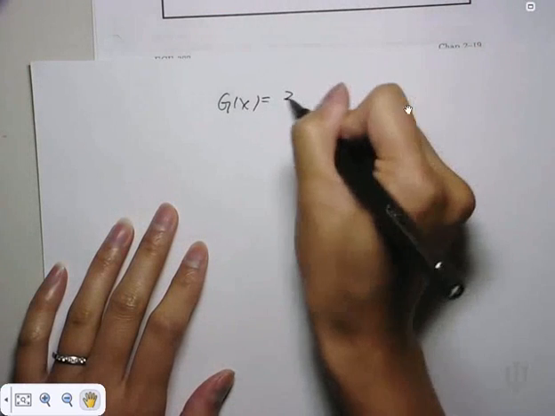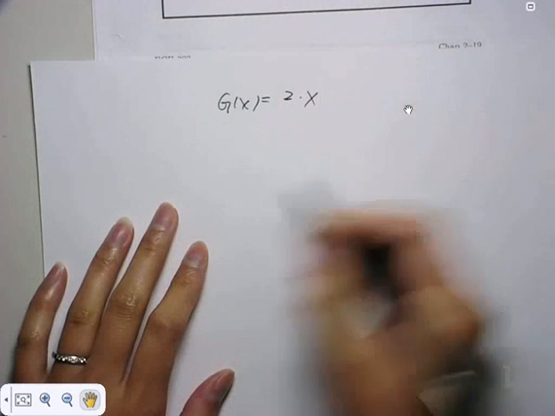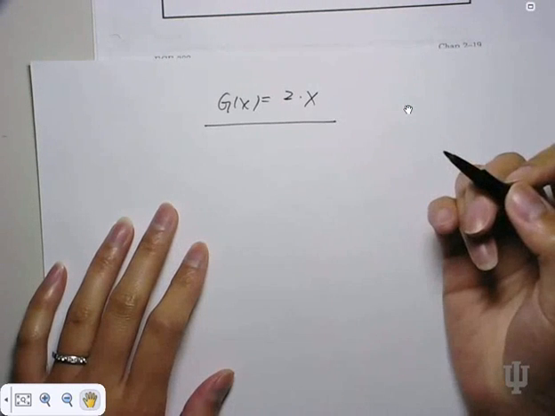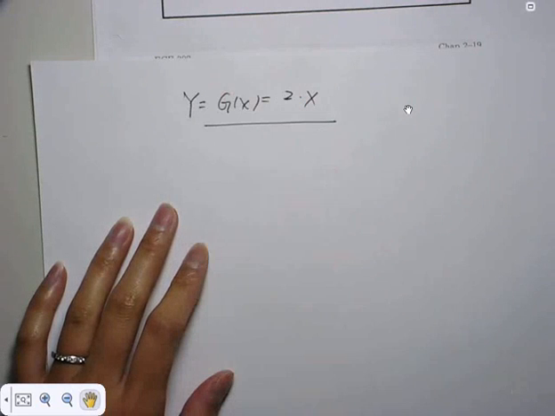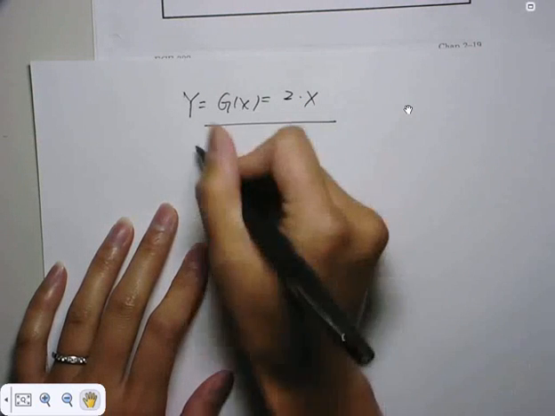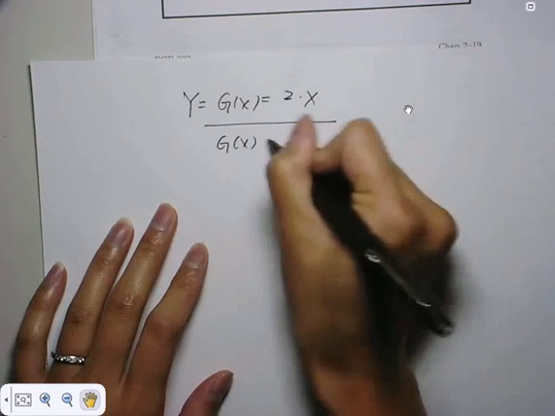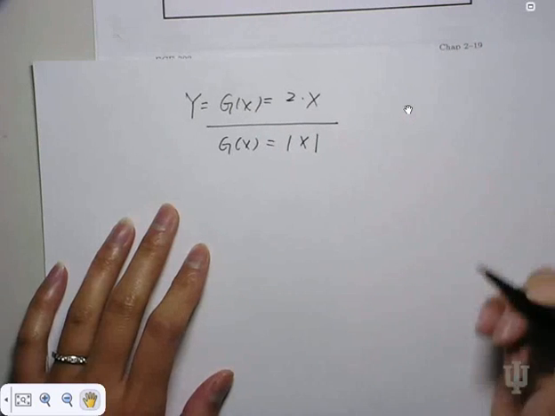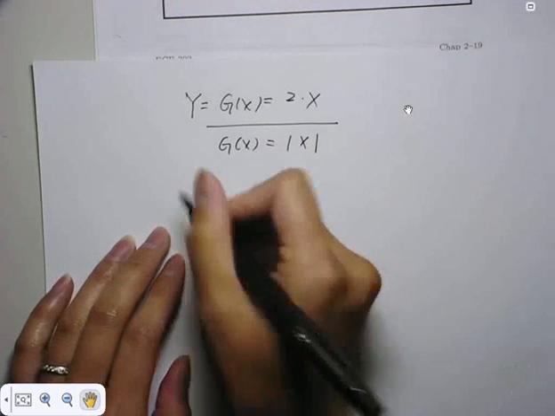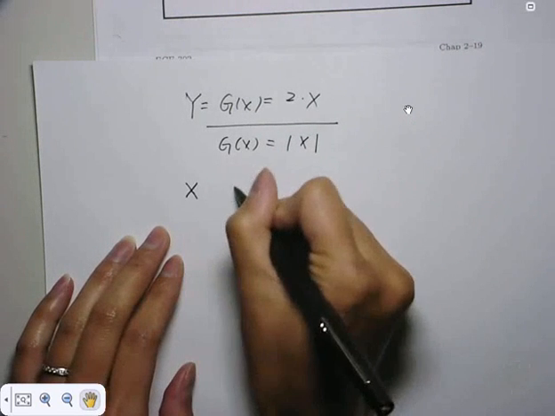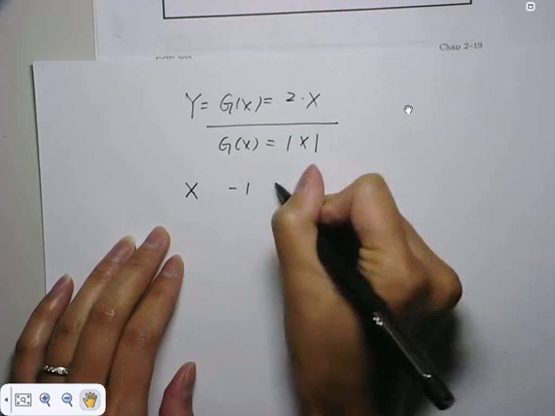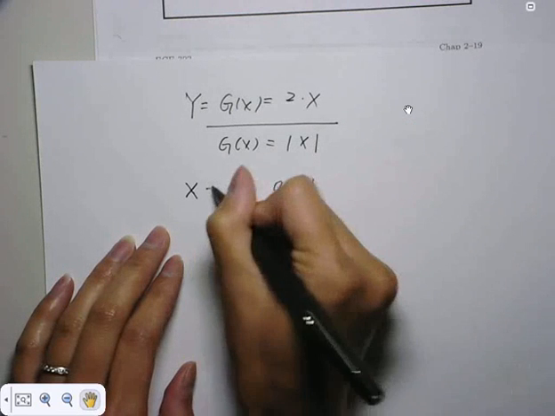g(x) equals 2 times x. This is pretty straightforward. Each x value can generate another y value, right? So if I have something like this, my random variable can take on value -1, 0, +1, -2.